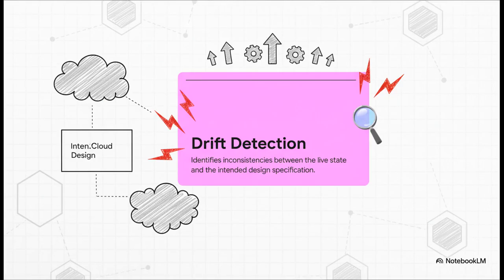Now here is a feature that every single admin is going to love: drift detection. You know how it is in any complex system. Unauthorized or just accidental changes happen. We call this configuration drift, and it is a total nightmare for security and stability. Well, this tool acts as your watchdog. It's constantly comparing the live state of your cloud against its intended design. The second it finds something off, it flags it. This is absolutely vital for troubleshooting and maintaining compliance.